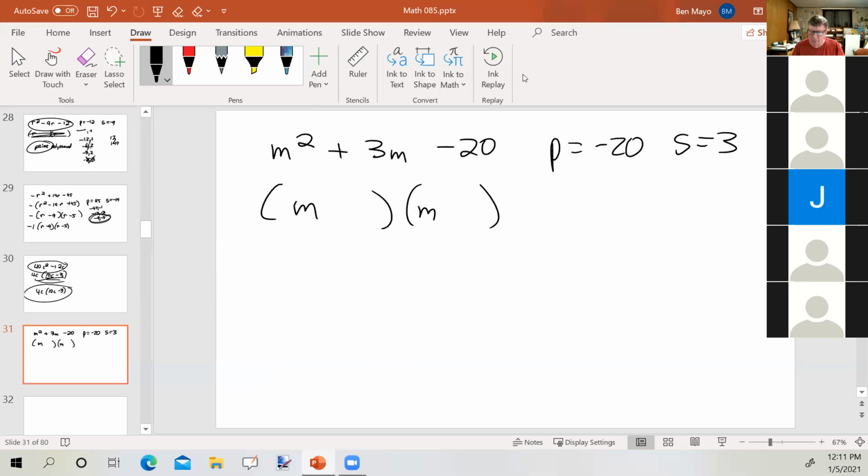All right, so my product is negative 20, which means I have to have one positive factor and one negative factor. When I add them together, I get a positive 3. So that means my positive has to be bigger than my negative by 3. So big positive, little negative: 20, negative 1; 10, negative 2; 5, negative 4. Conclusion? It's prime.